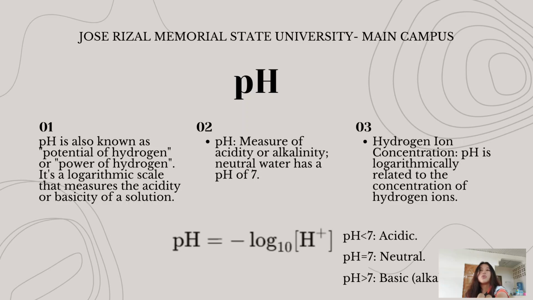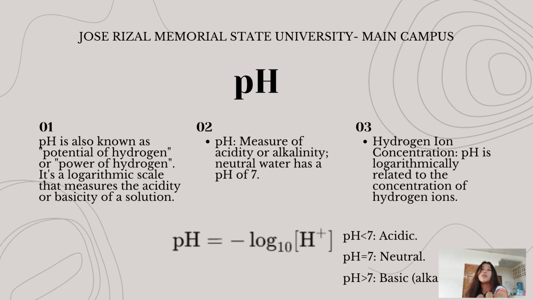And then the pH, lastly the pH. pH is a measure of the acidity or alkalinity of a solution, and it is defined on a logarithmic scale. The pH ranges from 0 to 14. A neutral solution has a pH of 7. If pH is less than 7, it is acidic. If pH is equal to 7, it is neutral. And if pH is greater than 7, it is basic or alkaline.